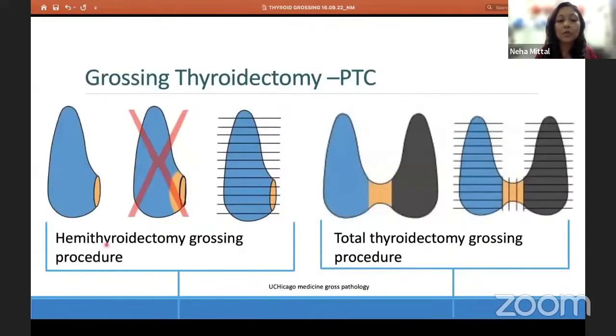So this is just to show a diagrammatic representation. Hemithyroidectomy: only ink the cut surface of the isthmus to identify this as the surgical margin. Do not ink the entire isthmus as a separate color. And then serially slice from superior to inferior. Total thyroidectomy: ink the two lobes and the isthmus separately, and again serially slice from superior to inferior. The isthmus has to be sliced from one lobe to the other, or left to right.